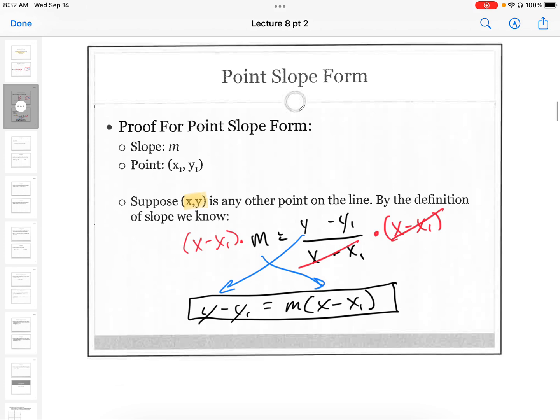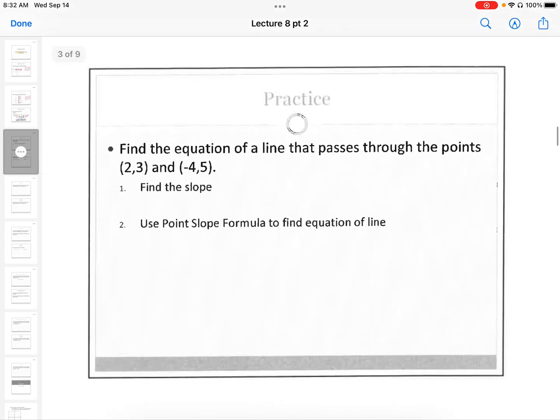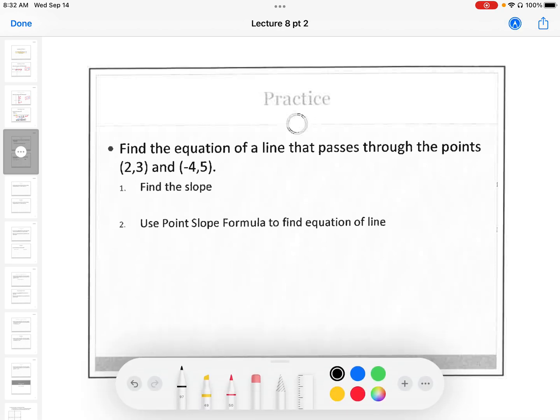So, moving on down to the next here. Find the equation of a line that passes through the points 2, 3, and negative 4, 5. Okay, well, I can't use my point slope formula because right now I don't know what my slope is. So the first thing that I need to do is identify, hey, what's my slope of this line here? I usually like to make that my second point and then make this here my first point just because it goes in order, but it doesn't matter which is our second and which is our first.